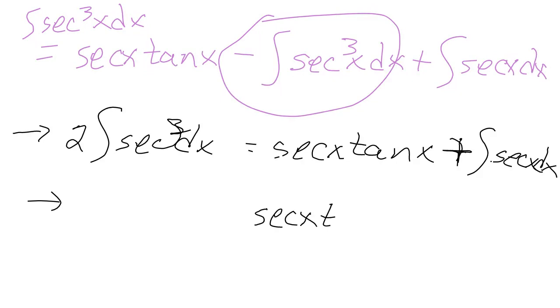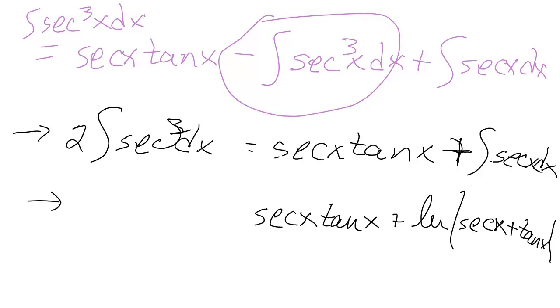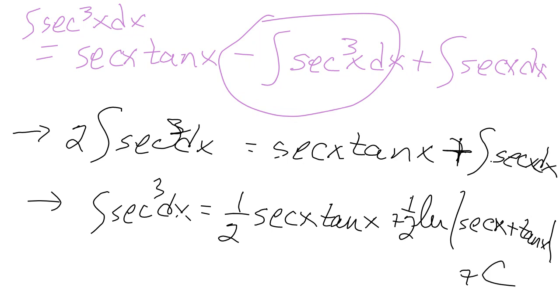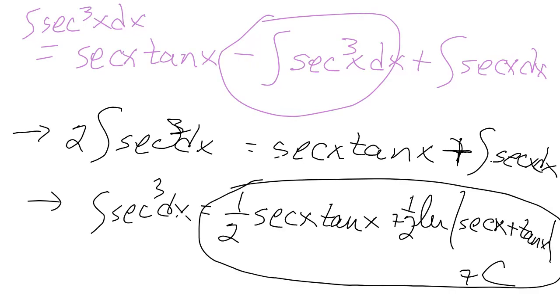All right, just a second. So secant x tangent x plus natural log of the absolute value of secant x plus tangent x. Okay, and then of course I've got 2 of these equals that. So anyway, this is going to be 1/2 of each part, right? And then plus c, of course, at the end. So this should be our final answer for that.